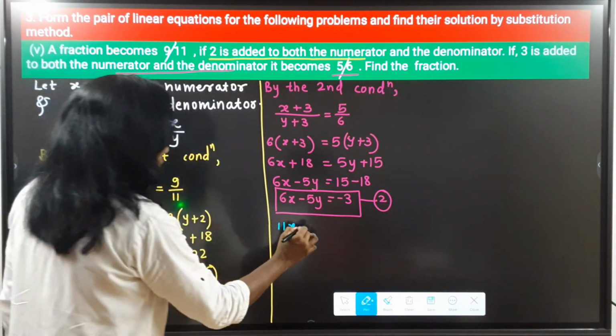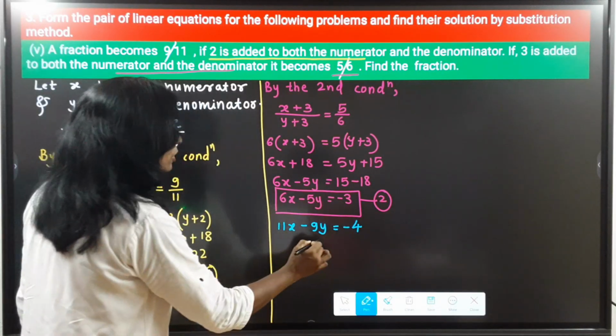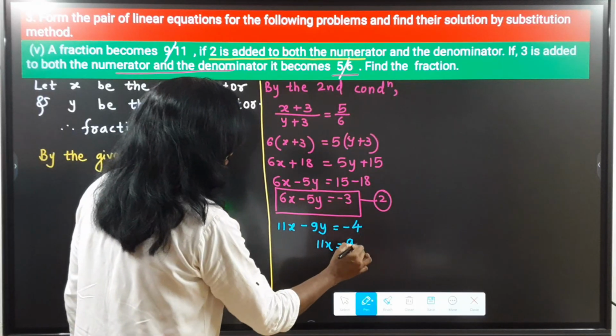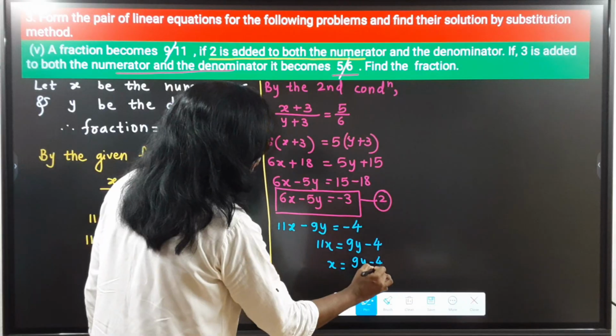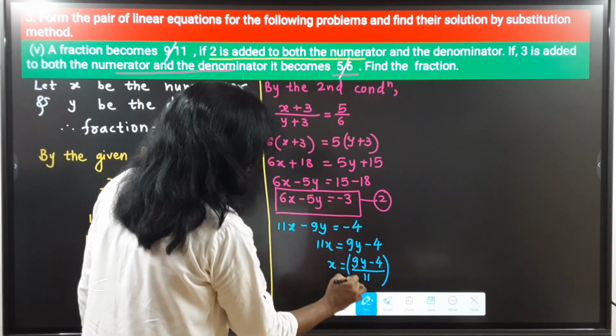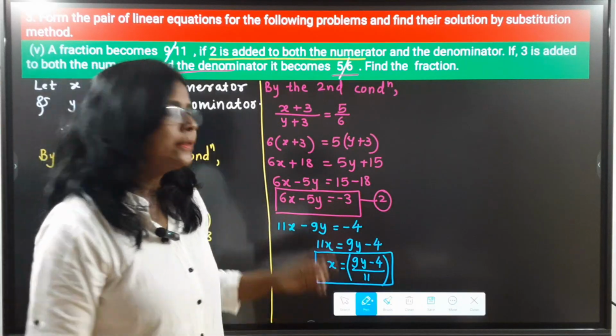11x minus 9y is equal to minus 4. So that means I write down 11x is equal to 9y minus 4. That means x is equal to 9y minus 4 divided by 11. So this is the value of x, students. We get the value of x here.